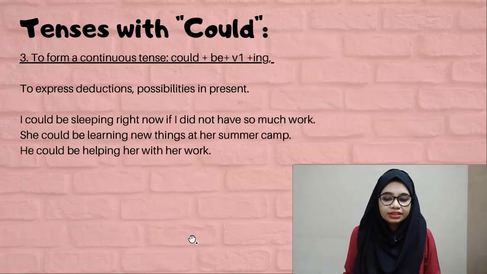To form a continuous tense, the sentence framing will be could plus be plus V1 plus ing.